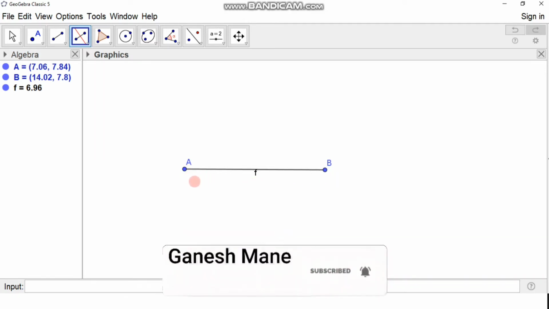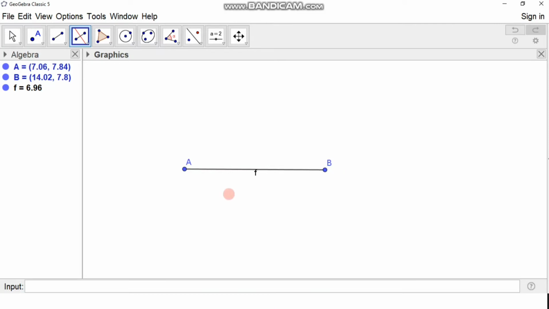So the two endpoints of this segment are A and B. So first of all, we'll click on point A and then we'll click on point B. We'll get this line, which is line GF. Now it is the perpendicular bisector of segment AB.